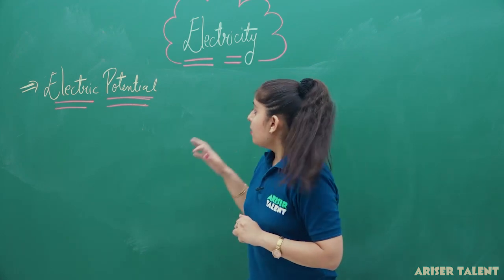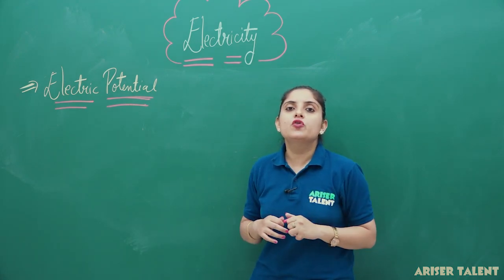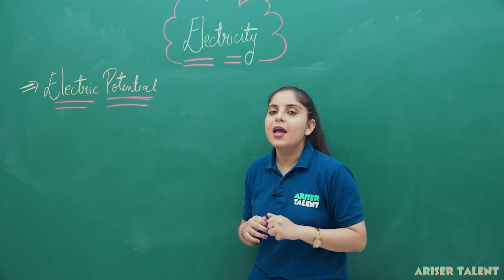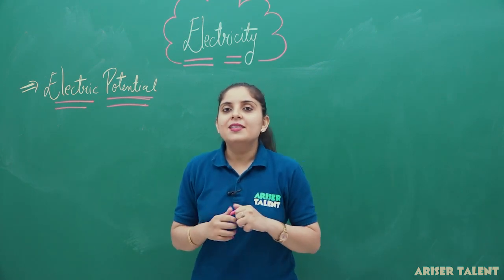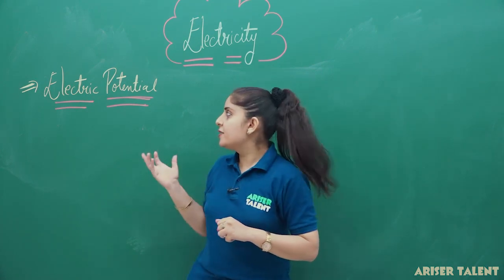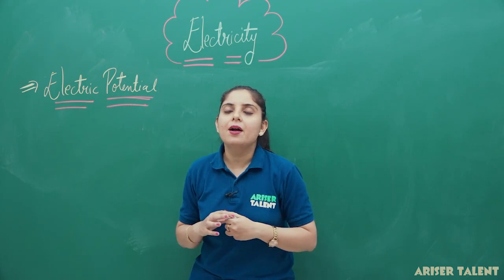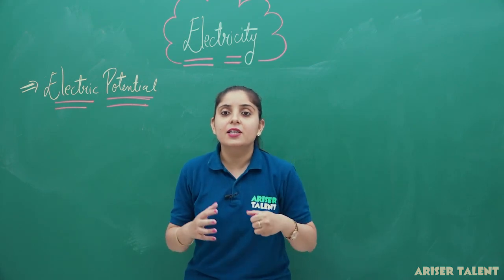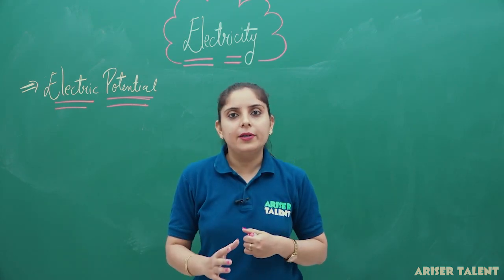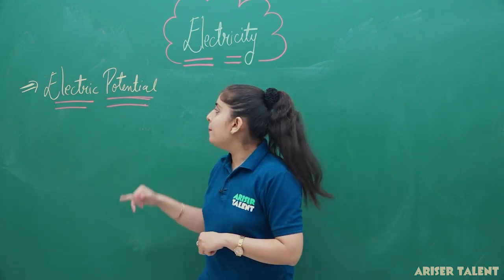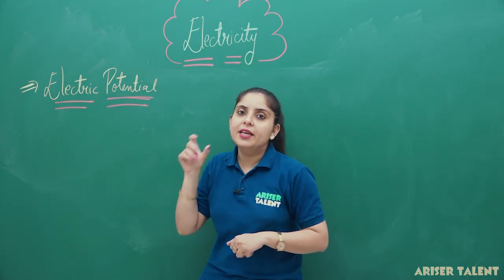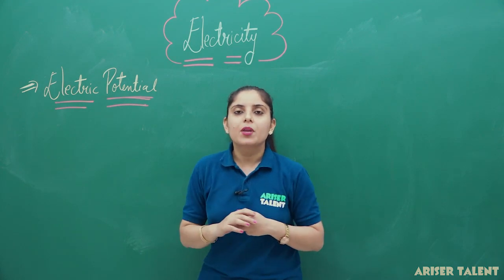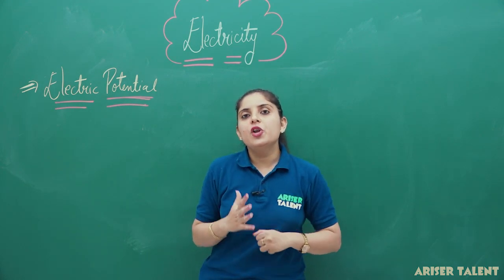Now electric potential is usually denoted by the symbol V, and V is for volt, which is its basic unit, and it is given after the name of an Italian physicist known as Alessandro Volta. Alessandro Volta के नाम पे हमने इलेक्ट्रिक पोटेंशियल की यूनिट जो डिफाइन की है वो V की है. Now इलेक्ट्रिक पोटेंशियल होता क्या है?